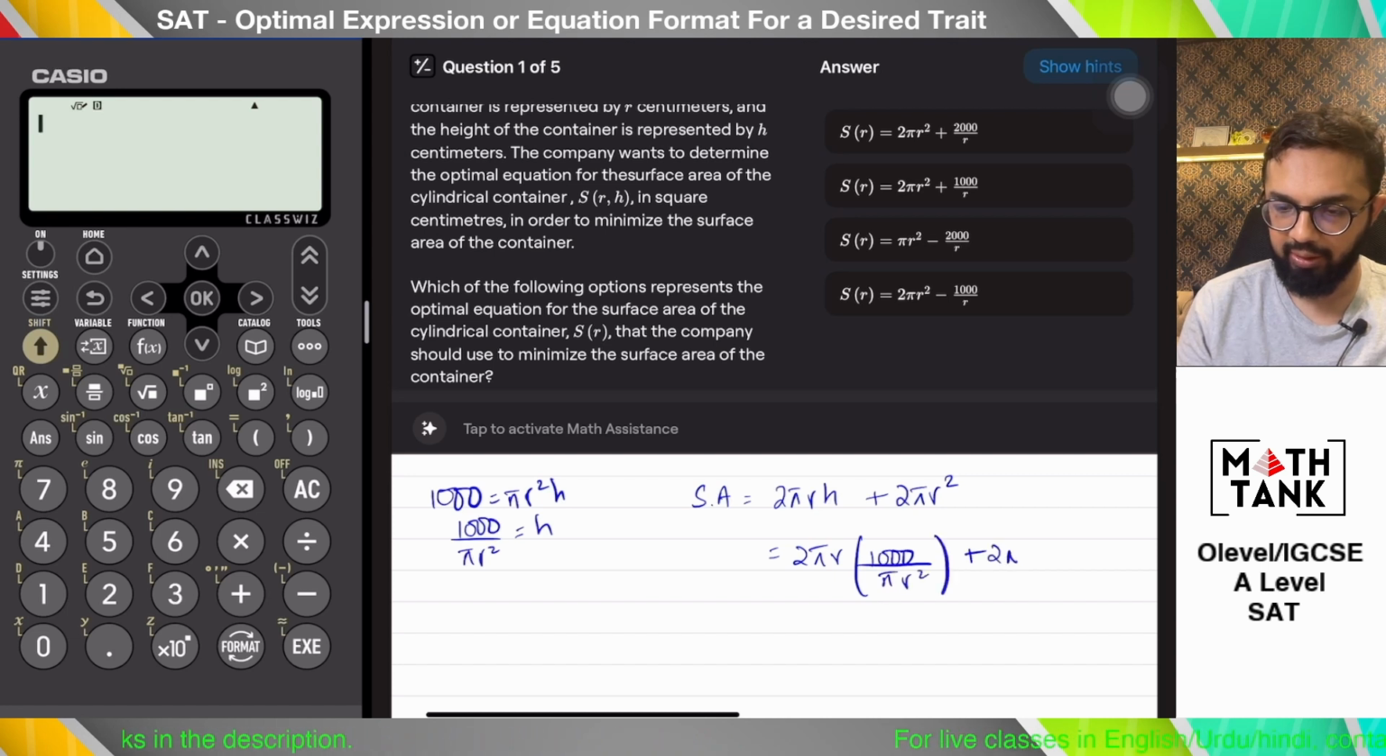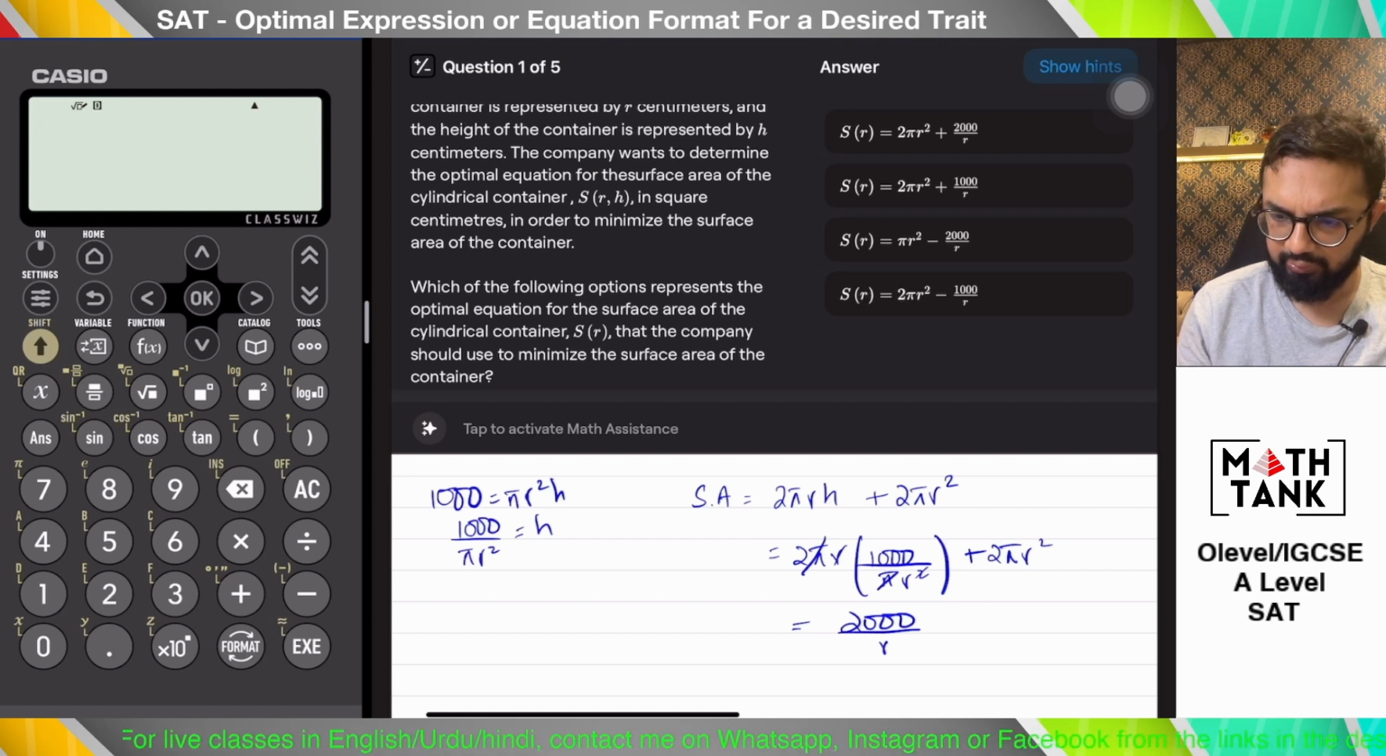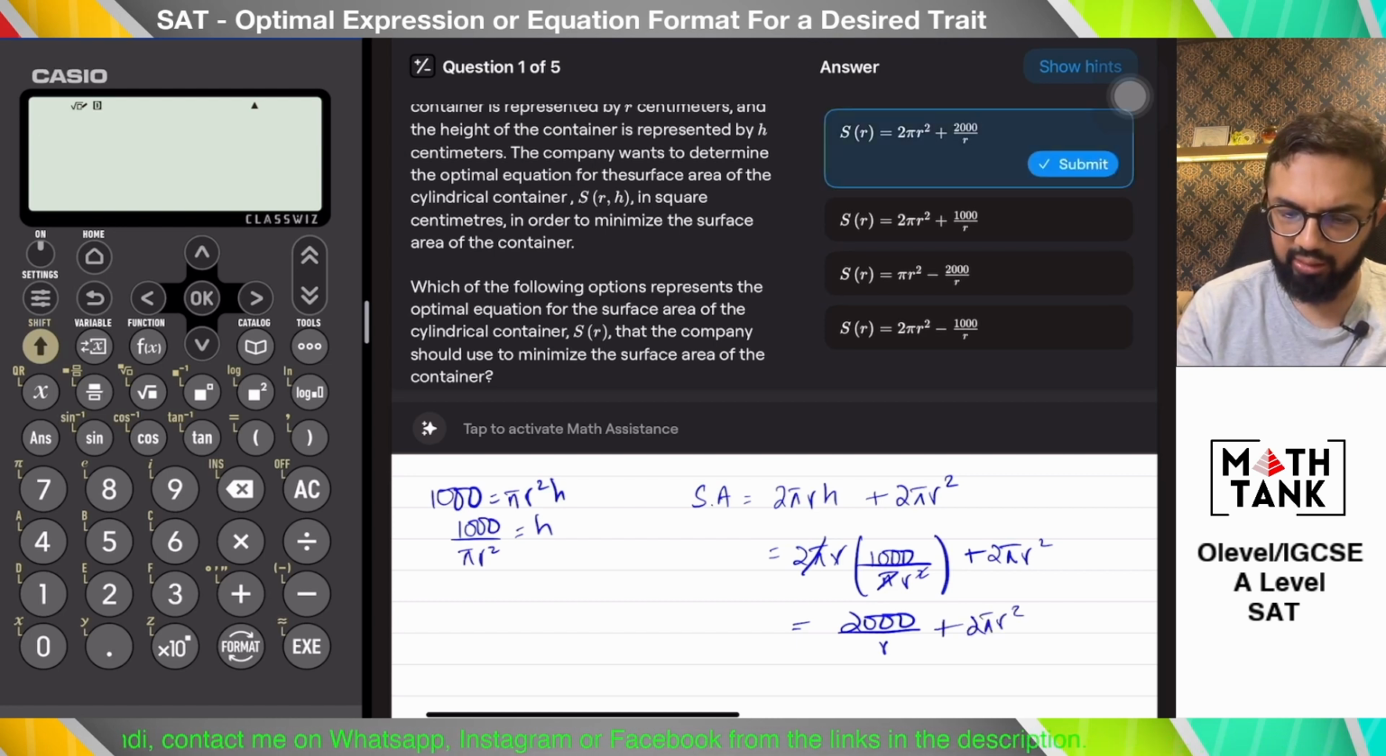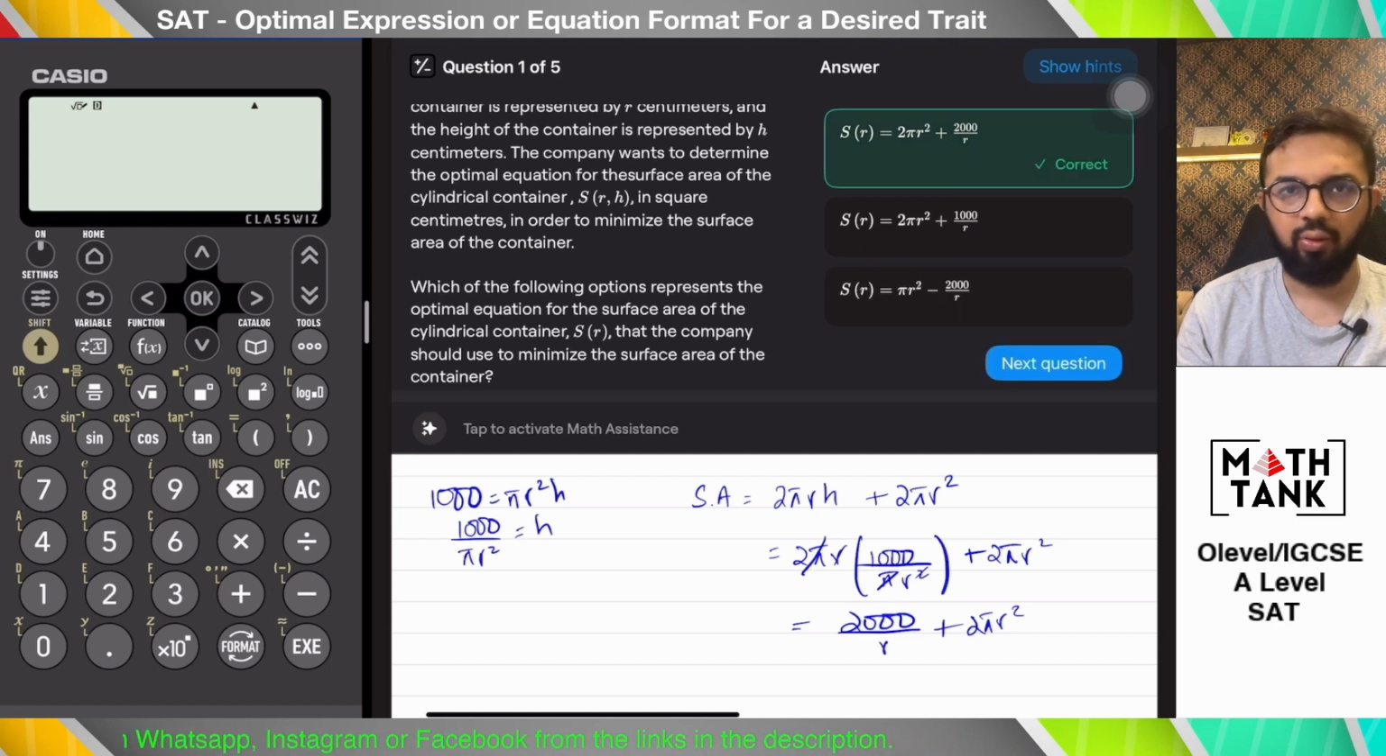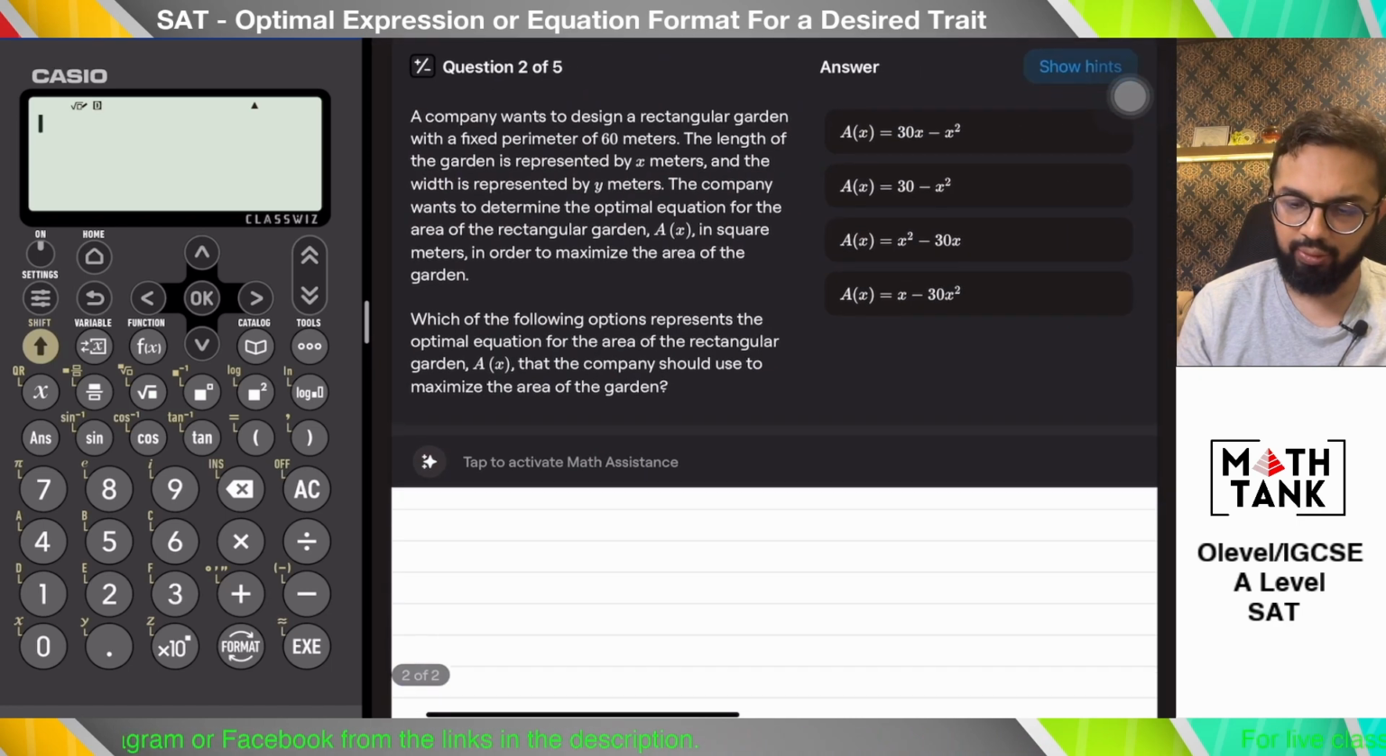Okay, let's try replacing and see if we reach our final goal. It becomes 2,000 over r plus 2 pi r square. That is answer option A. Let's see if that is the correct answer. Yes, that is indeed the correct answer. Let's move on to the next one.